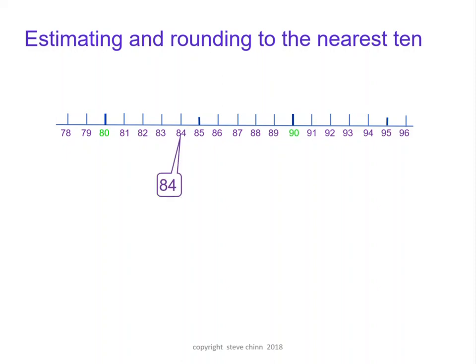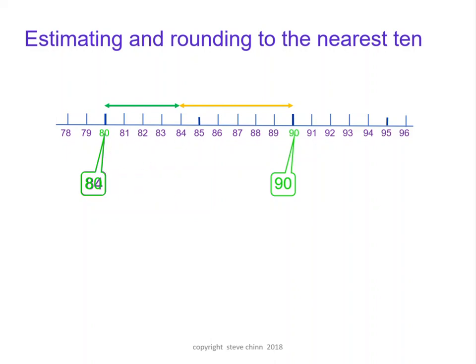So let's take 84 as an example, and if I want to round that to the nearest 10, you'll find the nearest 10 is this one, 80, and not so near is the 90. And we look at the distances, compare them between 80 and 84 and 90 and 84, and I hope it's obvious that the 80 is nearer to the 84. So we slide the 84 down to 80. That's our estimate, or our rounding of 84 to the nearest 10.